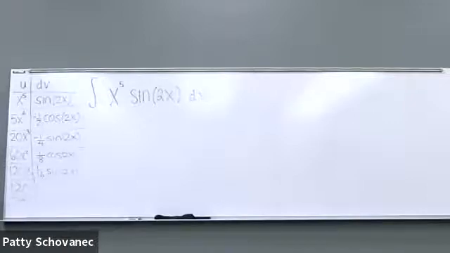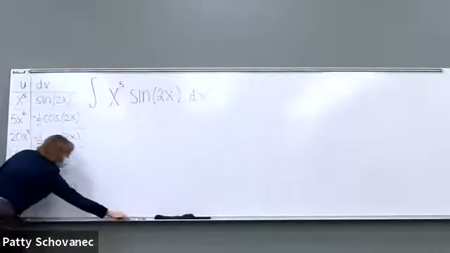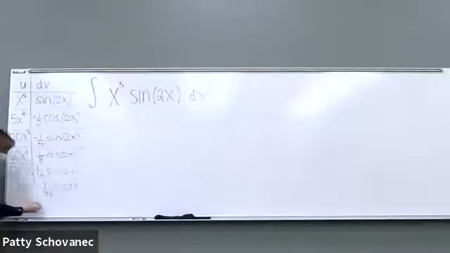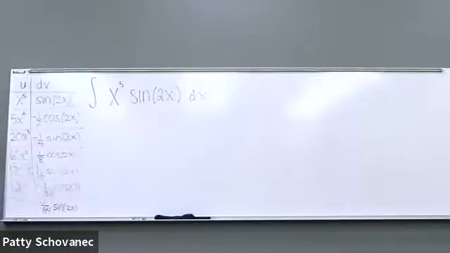Now I'm going to get a negative 1/32 cosine of 2x. And then finally, a negative 1/64 sine of 2x. So you have to remember to integrate by getting that extra factor of 1/2 out there. Now we go down the diagonals.